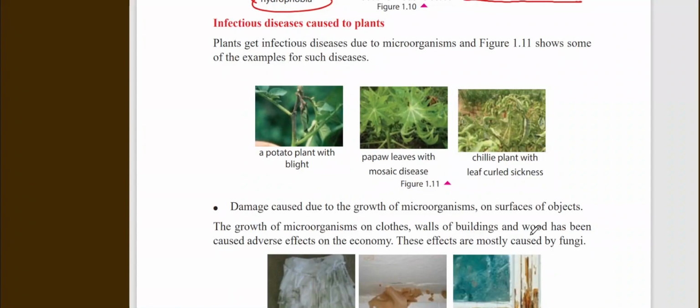Infectious diseases in plants. A potato plant with blight. That is late blight, which we simply call blight.